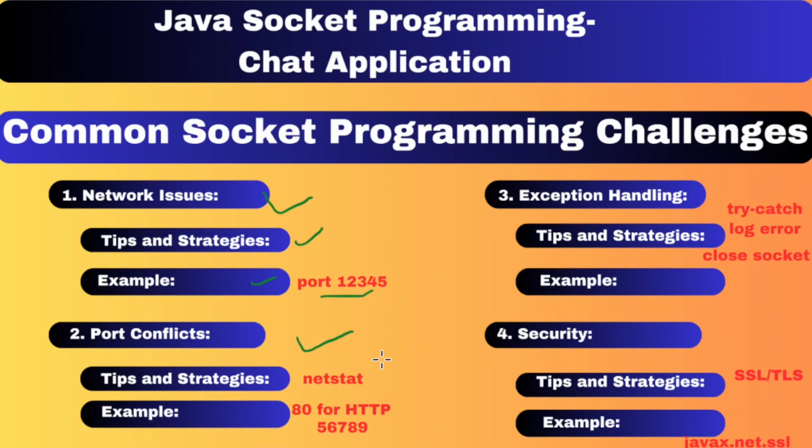Challenges: port conflicts occur when the port you intend to use for socket communication is already in use by another application. Tips and strategies: choose ports that are less likely to be occupied by other applications. Use tools like Netstat to check for port availability. Consider dynamic port allocations if available. Example, instead of using well-known ports, example 80 for HTTP, choose a less common port like 56789.